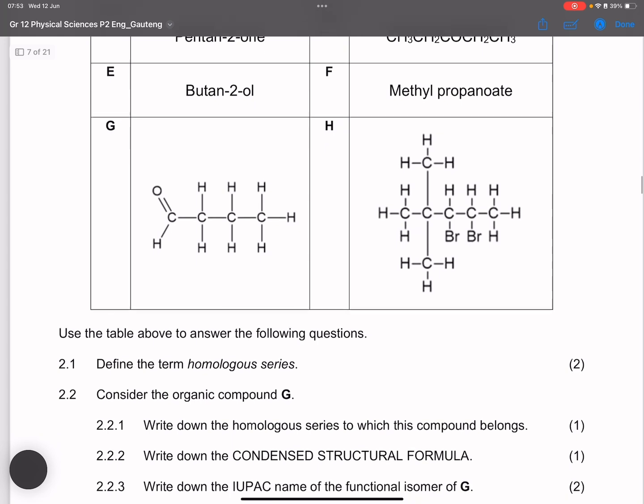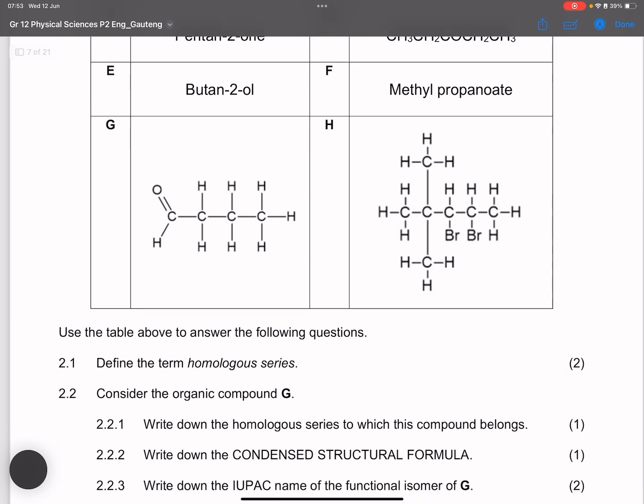Right, they say to us define the term homologous series. So remember that when we talk about a homologous series, it's a series of organic compounds that can be described by the same general formula, right? Or in this case, we can say that it is a series of organic compounds in which one member differs from the next with a CH2 group. Okay, right, so any of those would work.